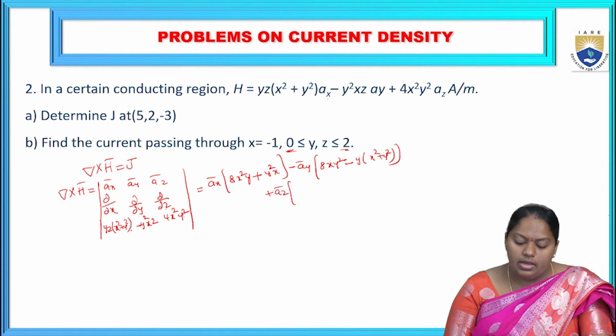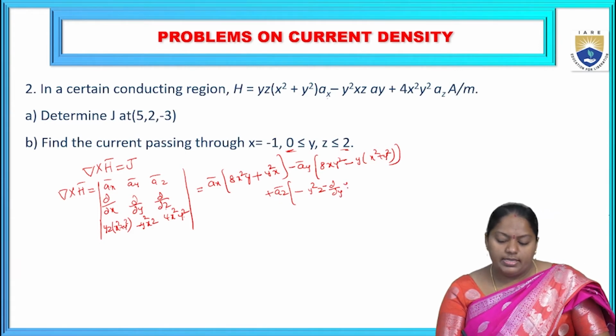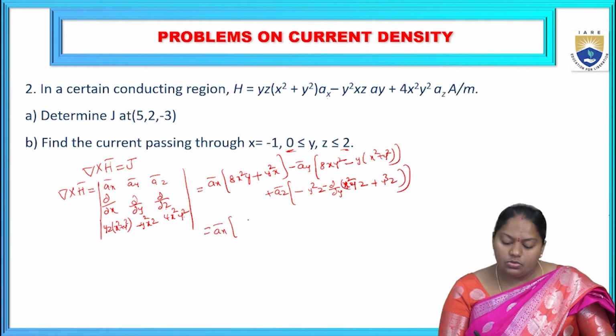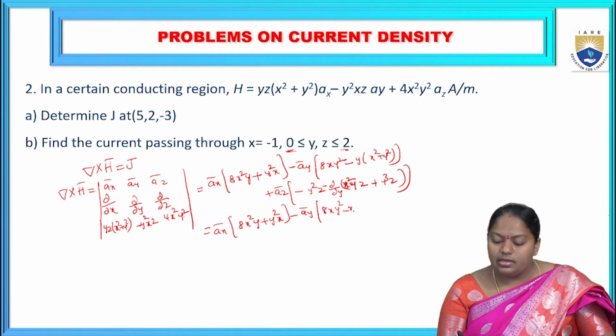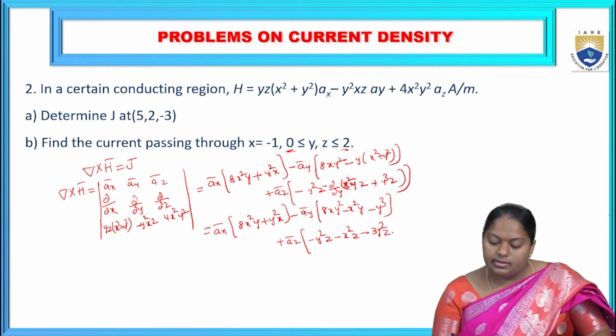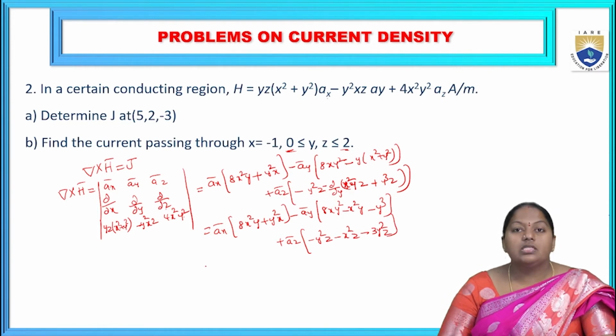Plus az into, az means dou by dou x of minus y square z, then dou by dou y of this thing means minus dou by dou y of yz, that is x square yz plus y cube z, is to be left out. Which is equal to ax into 8x square y plus y square x, minus ay into 8xy square minus x square y minus y cube. Then plus az into minus y square z minus dou by dou y of 8xyz, means minus x square z, then minus y cube means 3y square z, right? So this is the way the del cross h value is to be obtained.